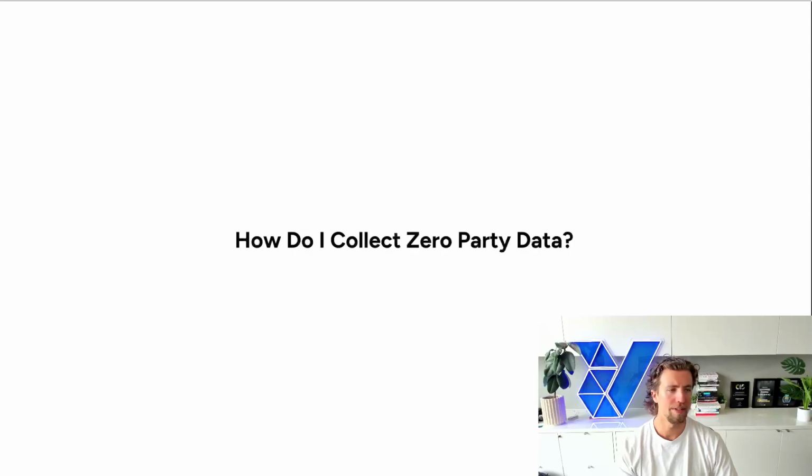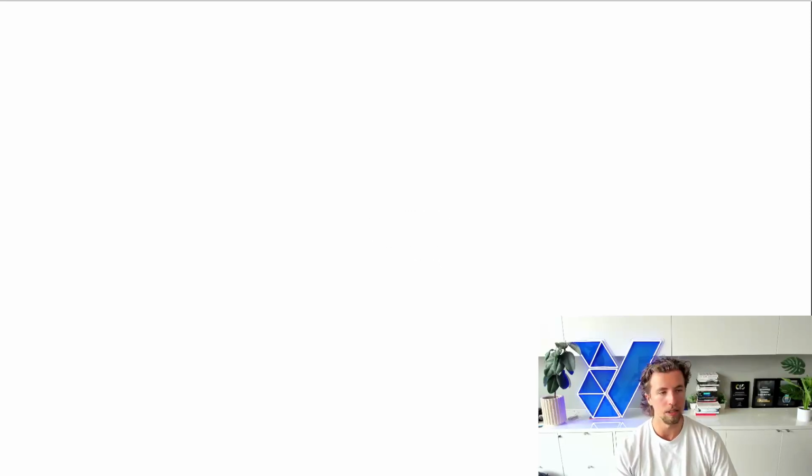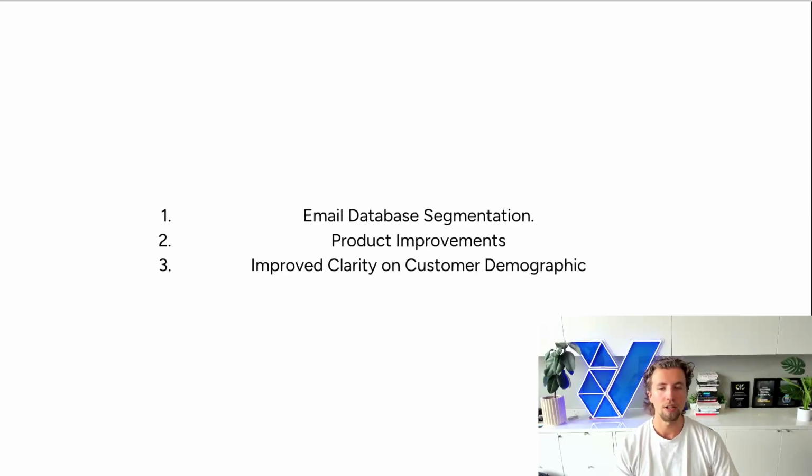So how do you actually go ahead and start collecting zero-party data? It's pretty simple. There's really not much to it. Surveys, quizzes, forms. This can be on your Facebook page. This can be on your website. This can be post-purchase email flows. The list goes on. There's 100 different ways that you can go about it, but it's pretty much just getting a survey filled by a customer, getting a quiz filled by a customer, or getting a form filled by a customer.